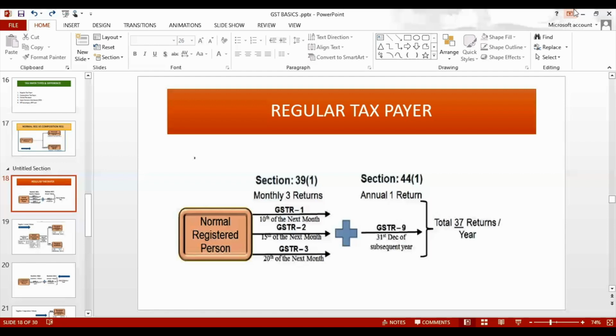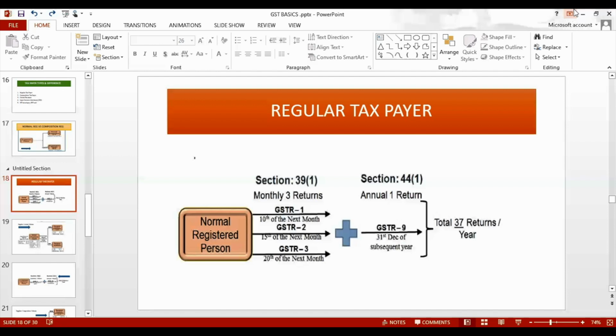The third one is GSTR-3. What purchases we made and what sales we made: input tax minus output tax gives the taxable amount. I want to file that in GSTR-3. So when is the date of GSTR-3 filing? I want to file for April month, so before May 20th, I have to file GSTR-3.